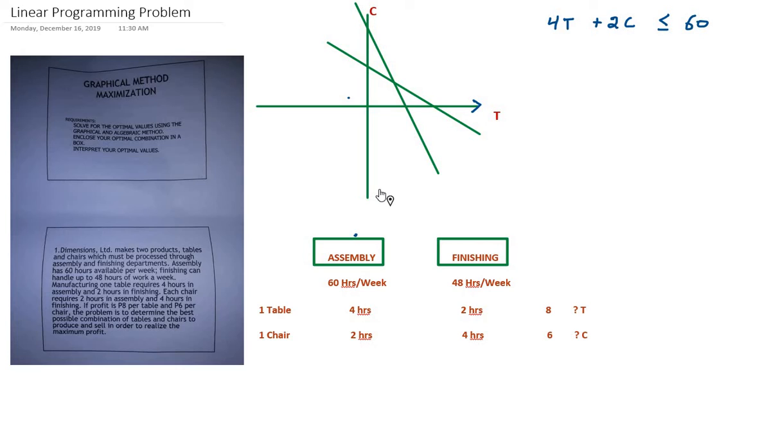Similarly for finishing, one table takes 2 hours, so T tables will take 2T hours, plus C chairs will take 4C hours, which will be less than or equal to 48. So these two constraints are there, right?